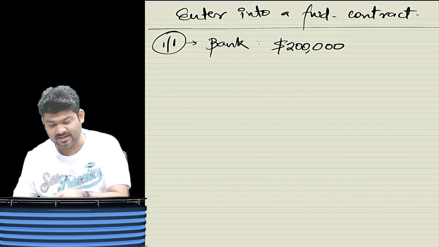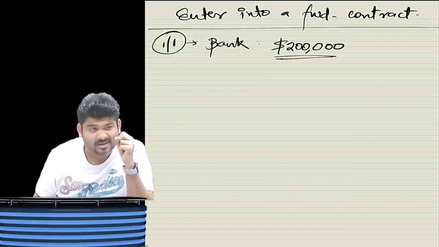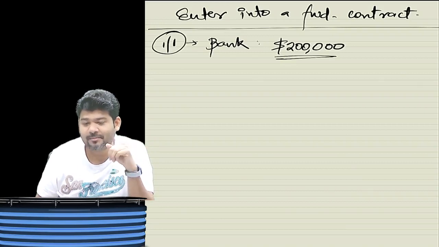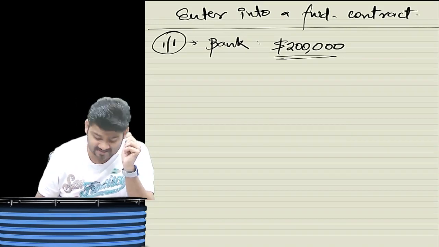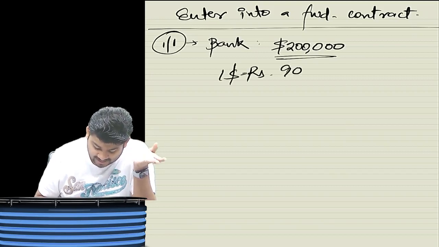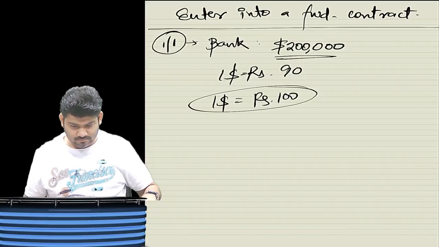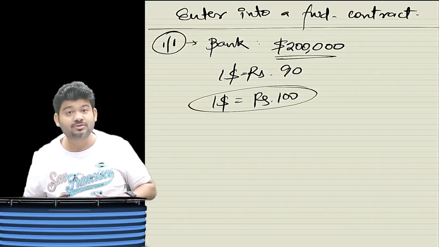Now your friend is asking, "Hey brother, what is a forward contract?" So you tell him, "See, what are you worried about?" "I am worried about the increasing rates. See, currently it is $1 equal to 90, and I don't know the market. If it goes to rupees 100, then what do I do? It will be a disaster for me. I don't want this to happen."